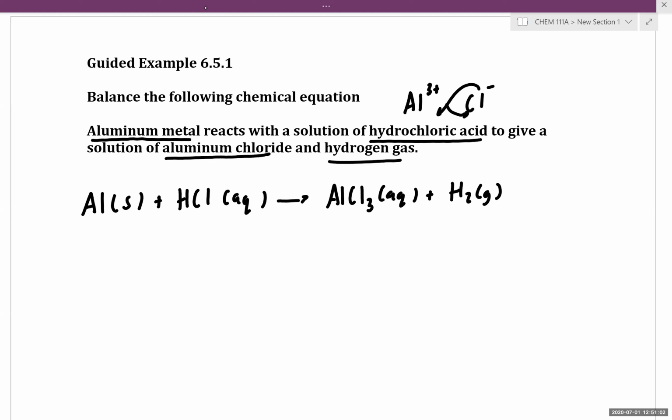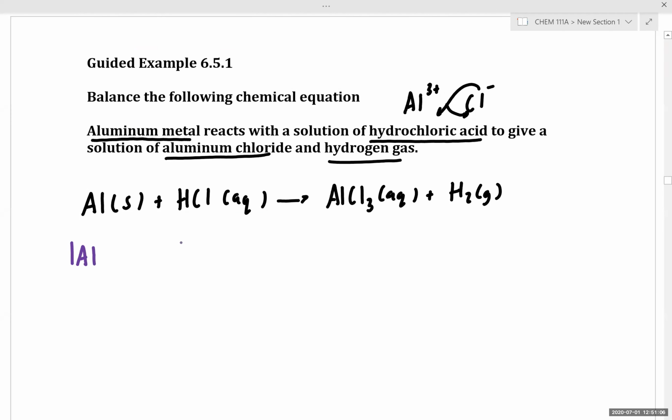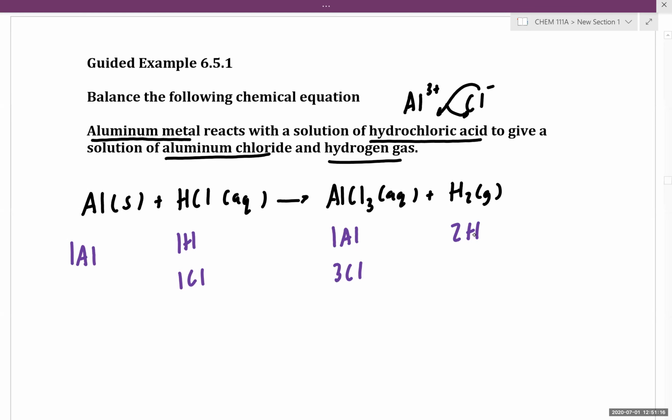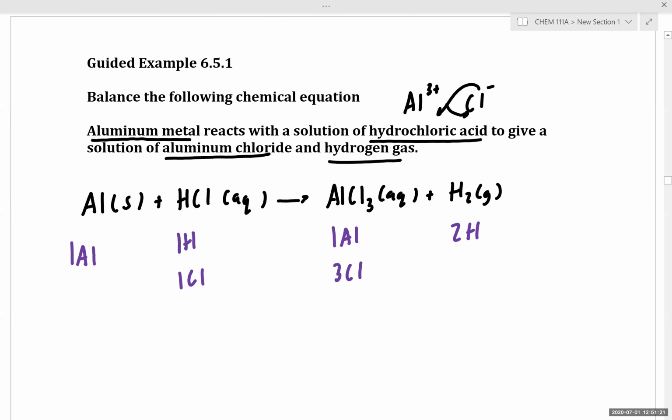So first I'm going to do a preliminary tally of the atoms of each element. So I have 1 aluminum, 1 hydrogen, 1 chlorine. I have 1 aluminum and 3 chlorines, and then I have 2 hydrogens. So first things first, I'm going to balance every element that I can without resorting to half notation. So in order to balance chlorine, 1 times what would give me 3 chlorines? What coefficient should I guess for hydrochloric acid?